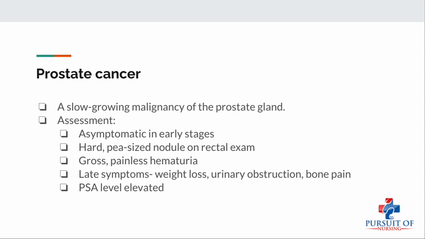All right, so prostate cancer is a slow-growing malignancy of the prostate gland. So the risk increases with each decade of men over the age of 50 years old, and for some reason it is more common in African Americans. So they may be very asymptomatic in early stages. Oftentimes, it's detected through an annual PSA level, which will come back elevated. They may have a hard pea-sized nodule on rectal exam. They may have very gross, painless hematuria. And then in the late symptoms, they will experience weight loss, urinary obstruction, and bone pain.